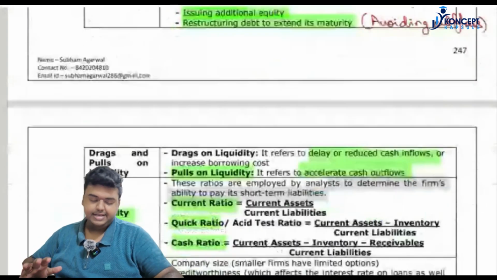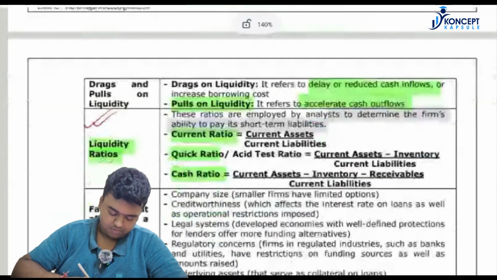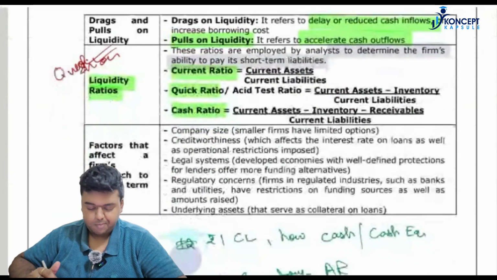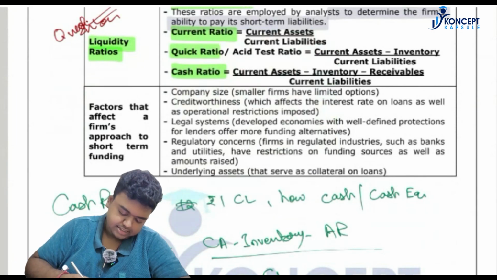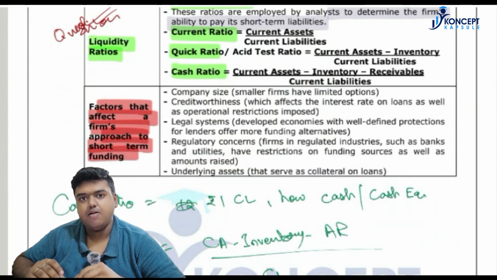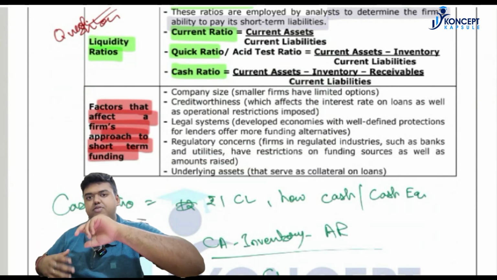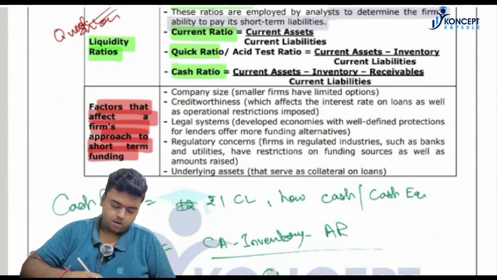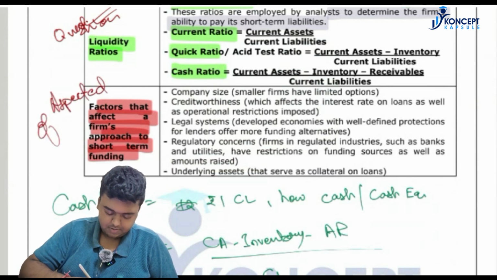Okay, guys, please note, this is an important area from a question point of view. There is a possibility of a question on this topic. The last topic that we have to study is the factors that affect a firm's approach to short-term funding. Basically, what are the aspects based on which a company can make its short-term funding policy?